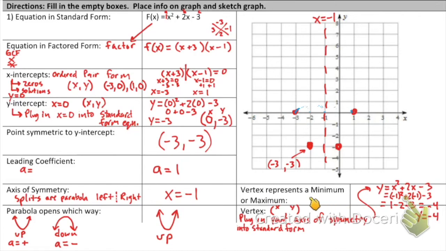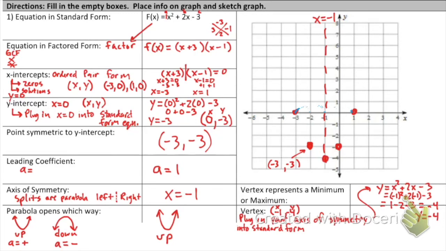It's a point. Okay? So what do we plug in for x? Well, that's our axis of symmetry. Our axis of symmetry was x equals negative 1. So that means our x is equal to negative 1 in our point. And what was our y when we plugged it in? It was negative 4. So our vertex is (-1, -4). Okay? So let's plot that point. Negative 1, negative 4 is here.